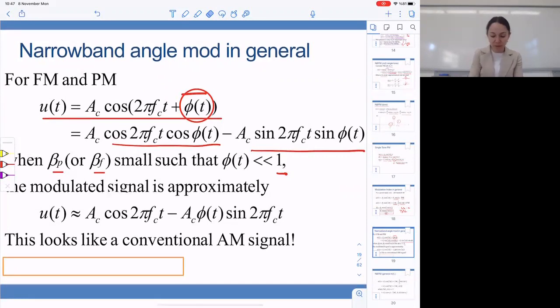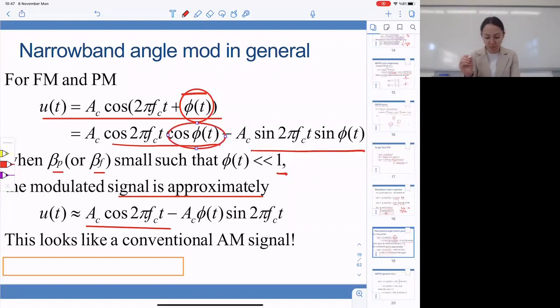the modulated signal can be approximately written as A_c cosine 2 pi f_c t, where cosine phi(t) is approximated as 1, and sine phi(t) is approximated as phi(t) itself. So we have A_c phi(t) sine 2 pi f_c t.